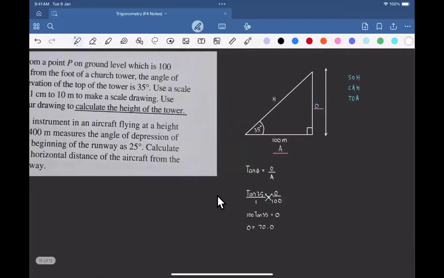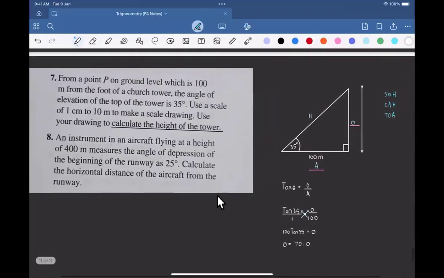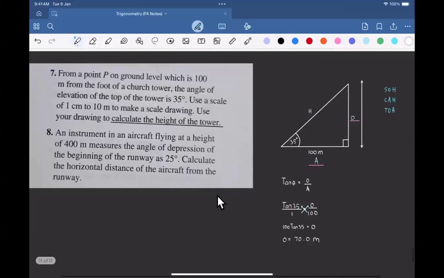Since we measure in height, what are the units for height? Look at the question. We measure the length of this in meters. Yeah, meters. So copy that in your book now.